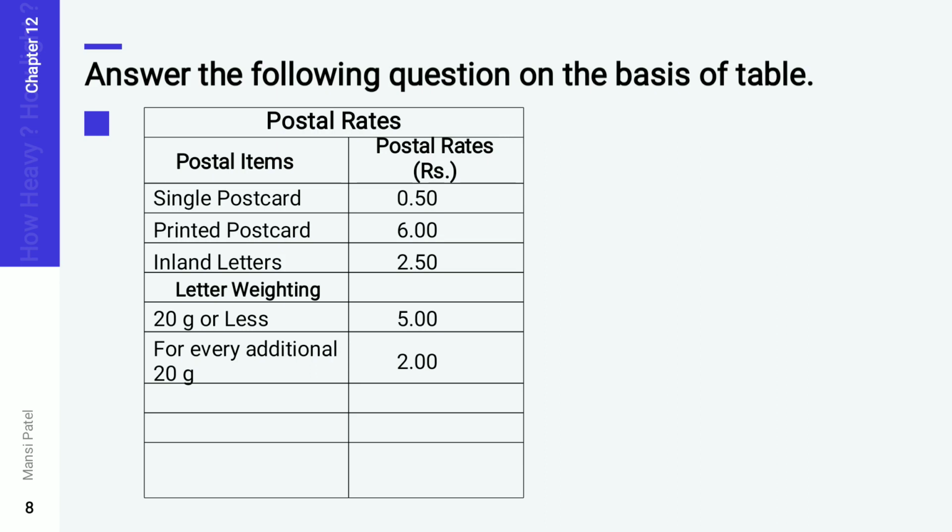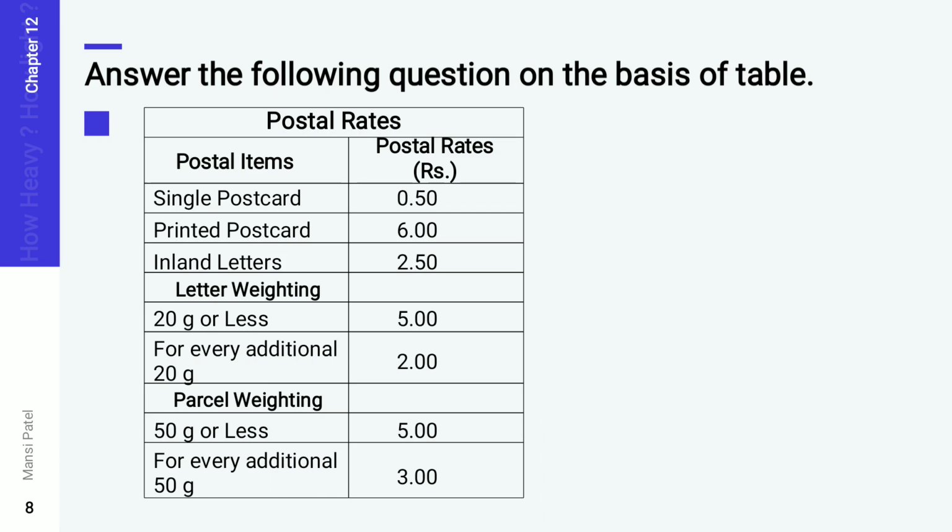Now the next one is parcel weighting. If you send any parcel to your family members or to your colleagues, then for 50 gram or less than 50, you have to pay rupees 5. But if the weight of that parcel is more than 50 gram, then for every additional 50 gram, you have to pay rupees 3.